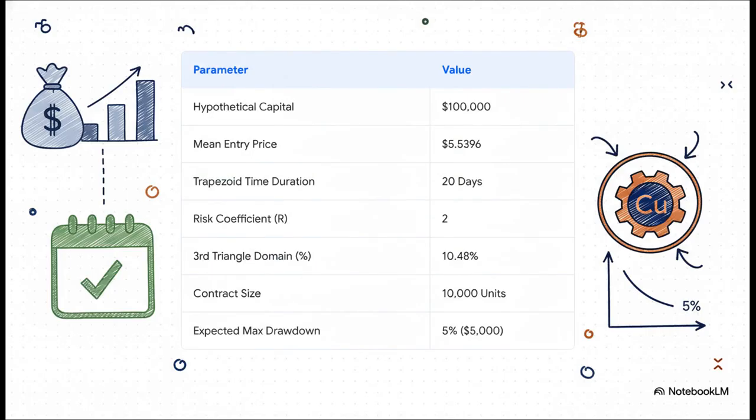Okay, this is where it gets really interesting. The risk parameters. Remember, all of this was defined before a single move was made. The whole plan works with a hypothetical capital of $100,000. The time frame? A 20-day duration for the cycle to complete. And really key, it establishes a firm maximum expected drawdown of only 5%.